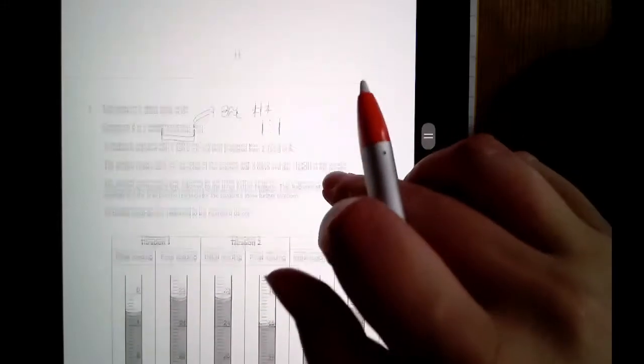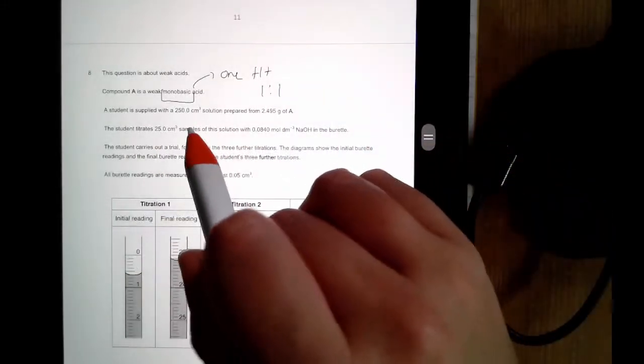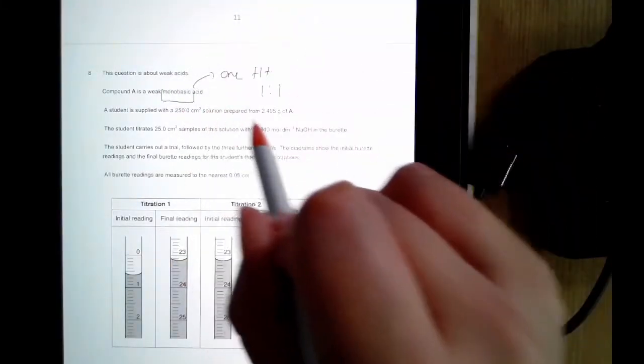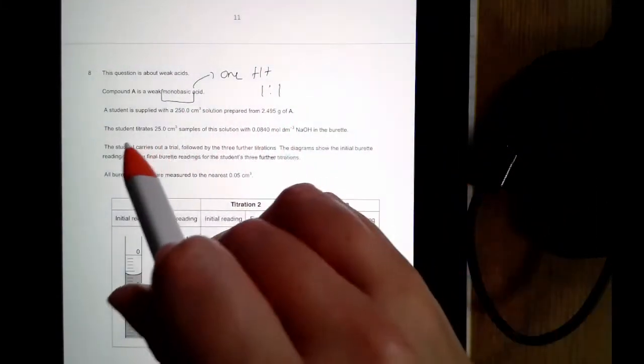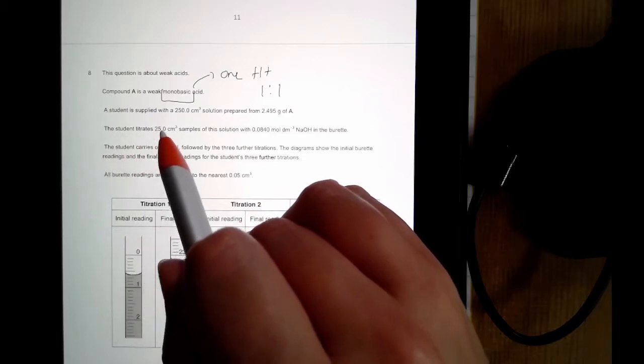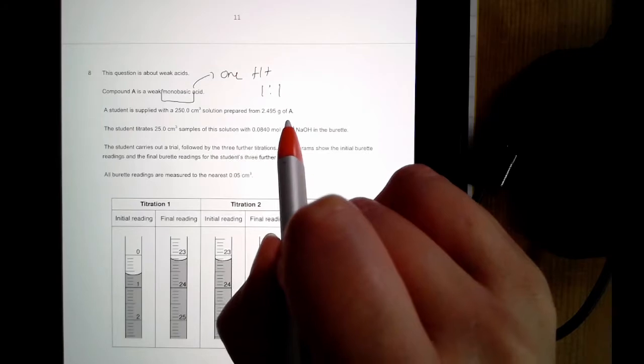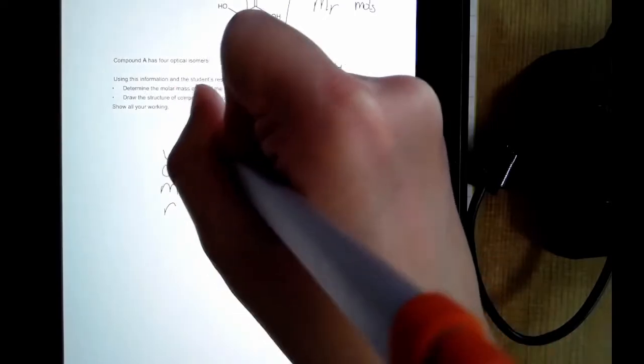So if I go back to the top of my question and start looking at the numbers. So this is when they made up the standard solution. I'm not going to be using these numbers in my titration table, but this one here, student titrates 25 centimeters cubed samples of this solution. So they're talking about A, and they're saying the volume is 25 centimeters cubed. So again, I'm going to convert that into decimeters cubed, and I'm going to fill that in.